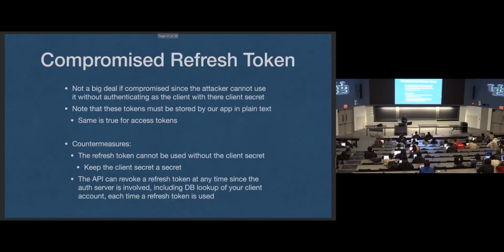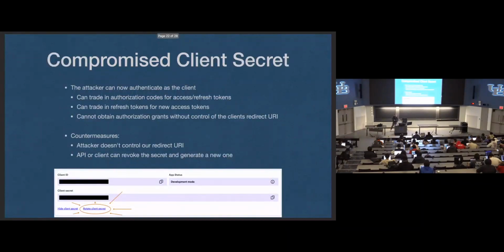Can't do it. If a refresh token is compromised, it's actually not that big of a deal. Whenever you use a refresh token to get a new access token, you need the client secret. If you don't have the client secret, that refresh token is garbage to you. It doesn't do anything for you. So compromise your refresh token, it's whatever. Compromising a client secret, this is pretty bad, of course, especially if they get the refresh tokens and the secret.